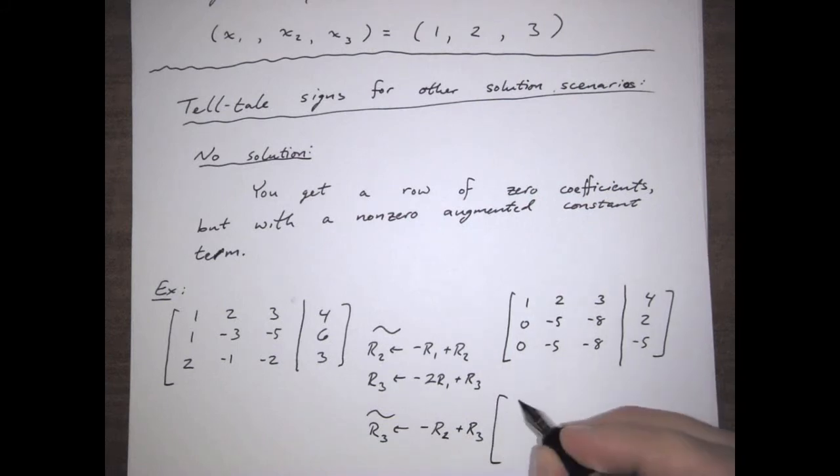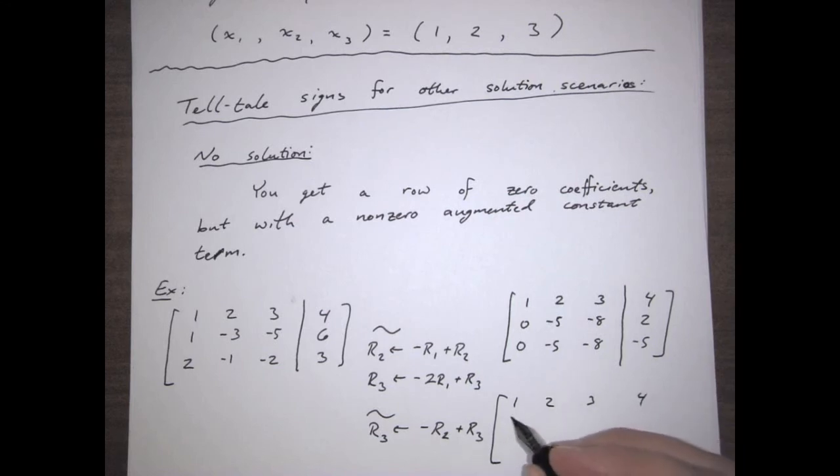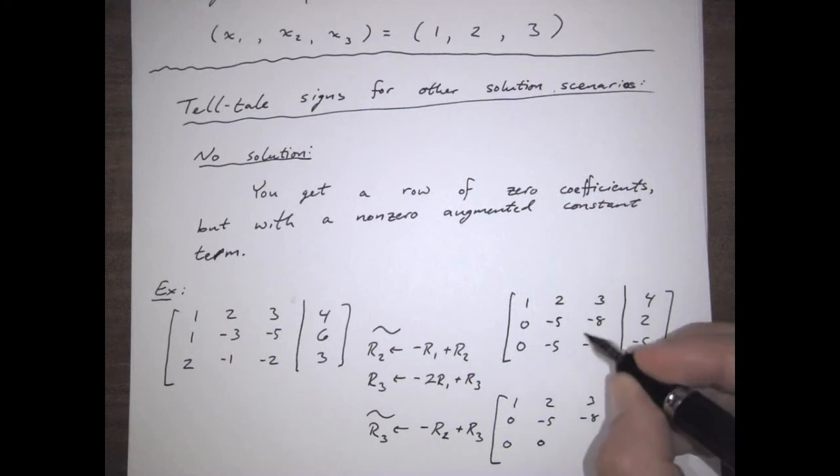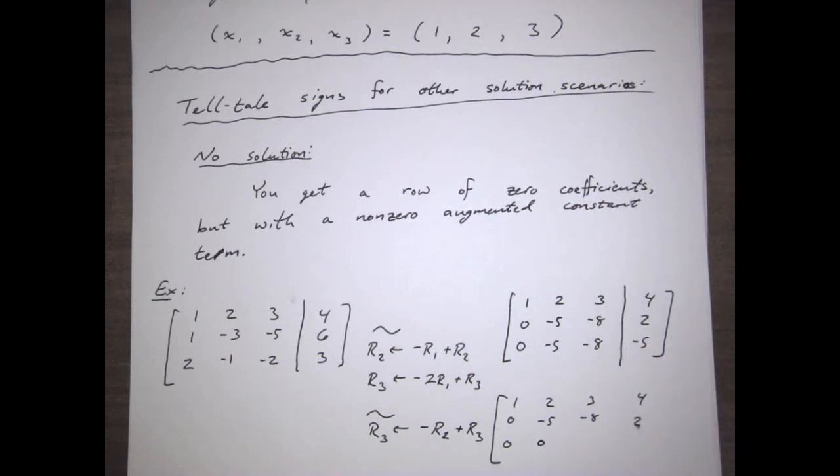So here we go. 1, 2, 3, and 4. 0, negative 5, negative 8, 2. And now we're just taking the opposite of these and adding them to row 3. So negative 5 becomes positive 5, add to negative 5 to make 0. Negative 8 becomes positive 8, add to negative 8, becomes 0. Negative 2 plus negative 5 is equal to negative 7.